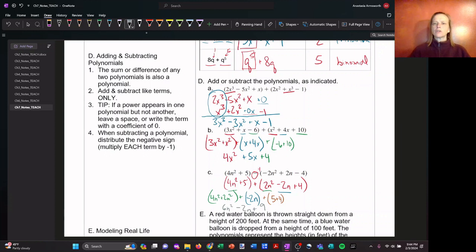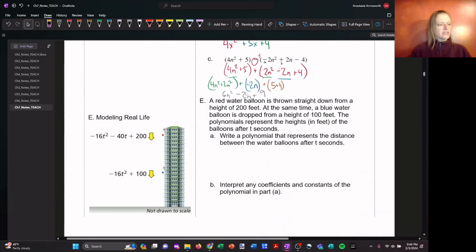So once again, subtraction is basically adding a polynomial that's been multiplied by -1. Make sure that when you distribute that -1, you change the signs on every single term inside the parentheses. Anything that's negative becomes positive. Anything that's positive becomes negative.